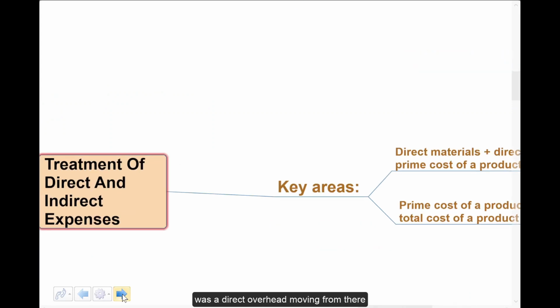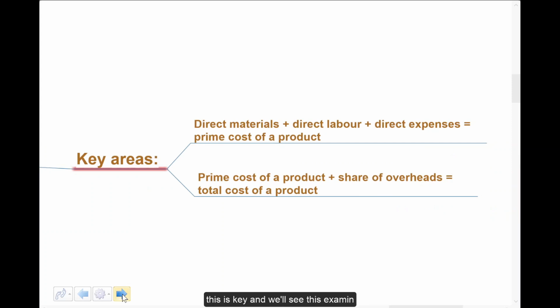Moving from there, when we think about the treatment of direct and indirect expenses, now this is key, and we'll see this examined in OT questions fairly regularly. Watch out for this definition of prime cost. What do we mean by prime cost of a product? Well, let's note direct materials, direct labor, and direct expenses. Indeed, each of these are really expenses, but we're classifying them in a more drilled down sense.